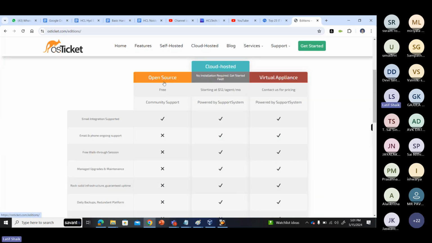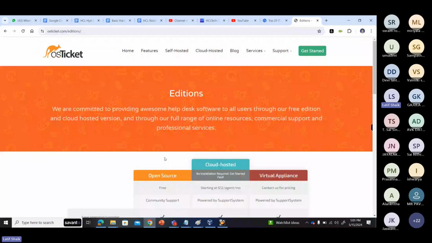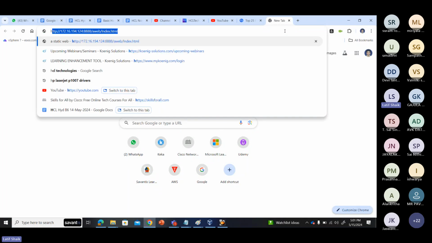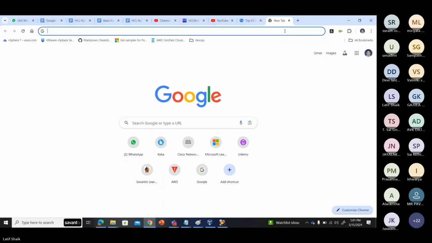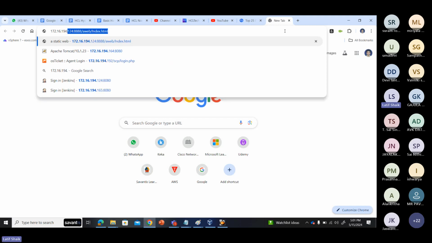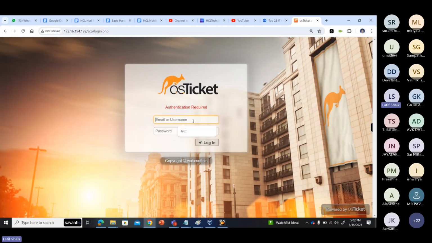I use this open source, free one, and it only has email integrated support, nothing else. So you have to download and install it on your PC. Once you install and configure it, it becomes our support system. 172.16.194.192. So this is the system. Okay. So I am the administrator.